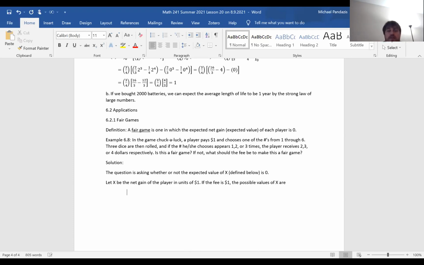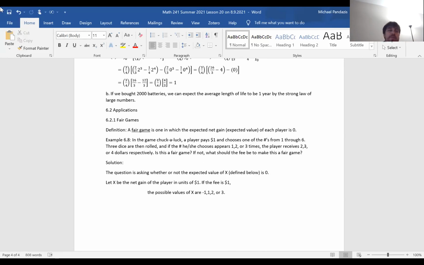So the possible values of X: well, if you're paying $1 to play the game, and the amounts you can win are 2, 3, or 4, or you could win nothing, then the possible values of net gain are going to be -1, 1, 2, or 3. If you don't win $2, $3, or $4 and you paid $1 to play the game, your net gain is -1.